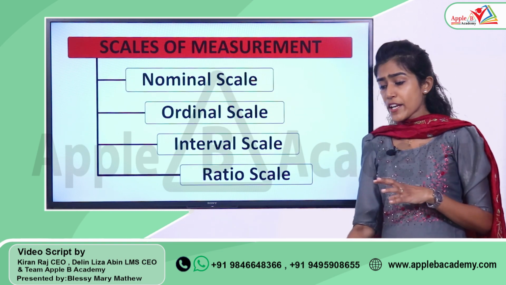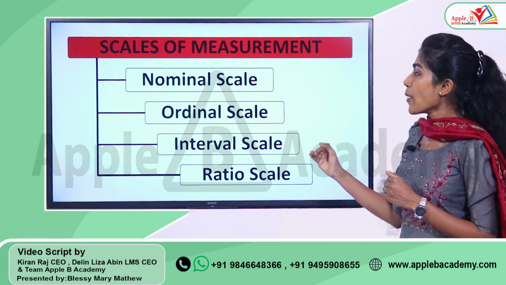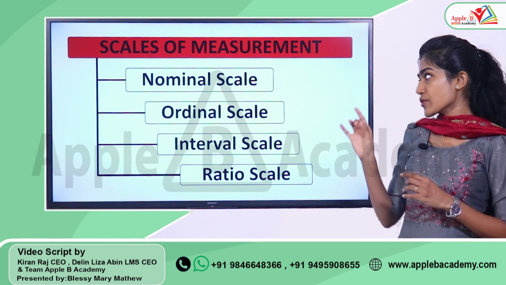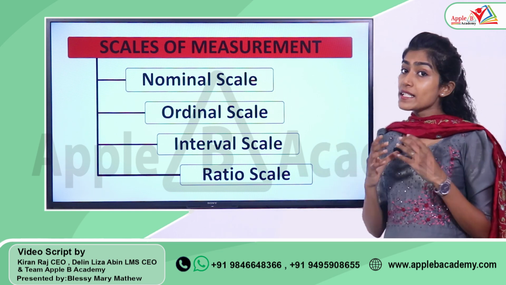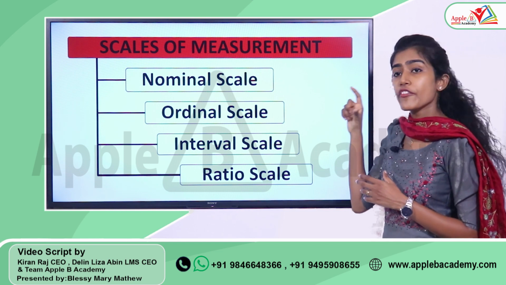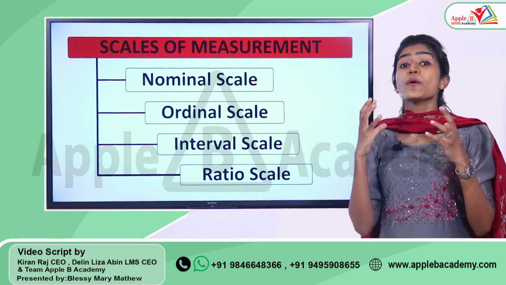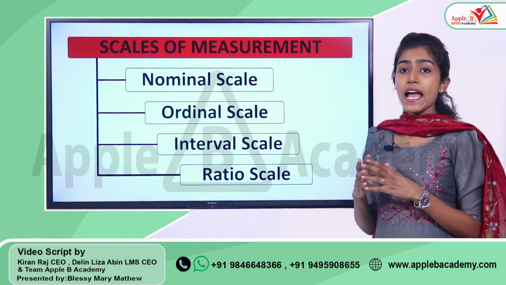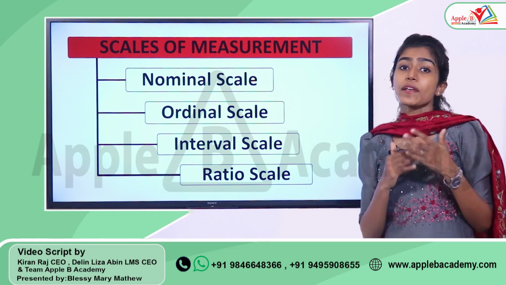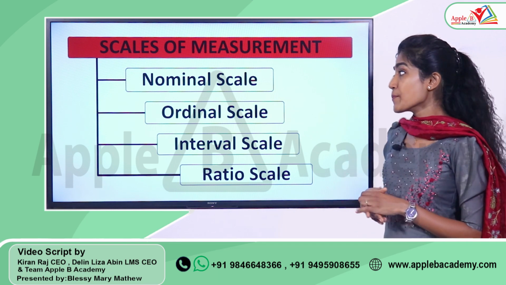As I have already mentioned, we have 4 different types of scales of measurement, which include nominal scale, ordinal scale, interval scale, and finally ratio scale. So these are the 4 different types of measurement scales. Now we are going to focus on each of these scales in detail, the properties of each, and that will give you an idea what kind of data variables can be qualified or quantified using these measurement scales.